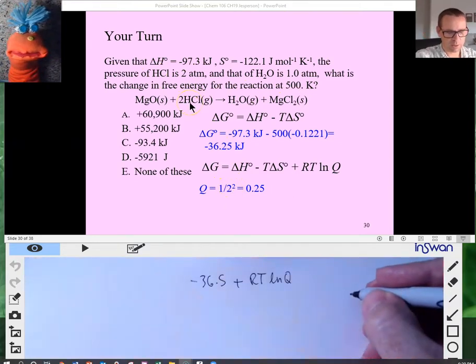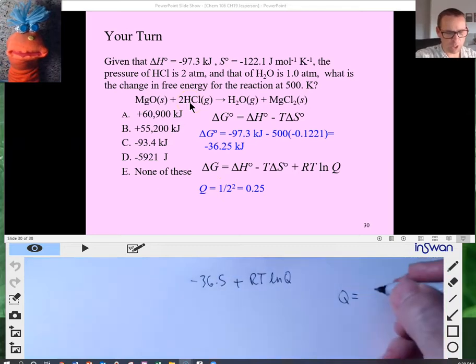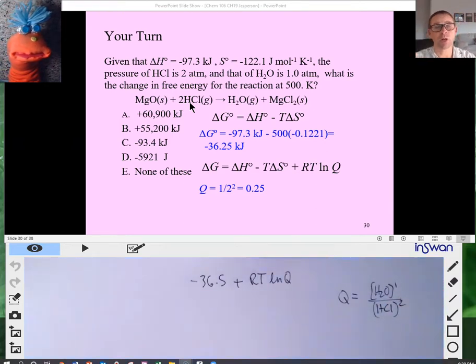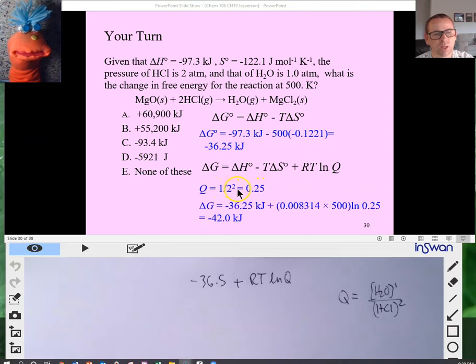Let's write down again the Q for this chemical reaction. It's the concentration of products, water, raised to its coefficient over the concentration of reactants, HCl, raised to its coefficient. And when we're talking about concentration in terms of gas, that's pressure. So we have atmospheres, 1 over 2 squared, that's 1/4, 0.25. And so I can add this RT, there's our R value, there's our temperature again, and the natural log of 0.25, and get our adjustment on the actual delta G for this reaction.